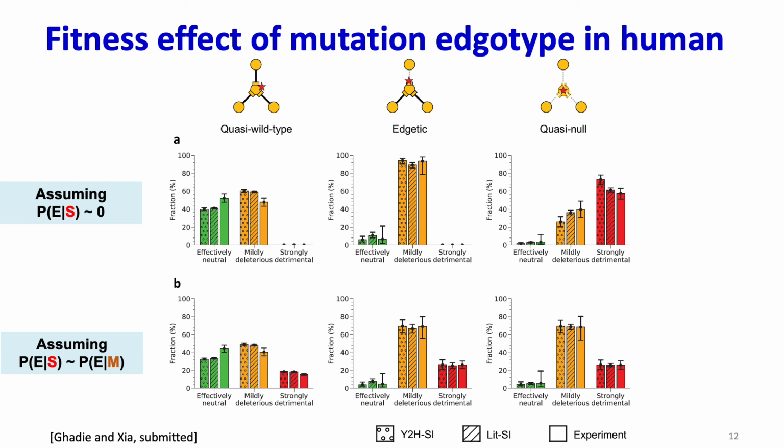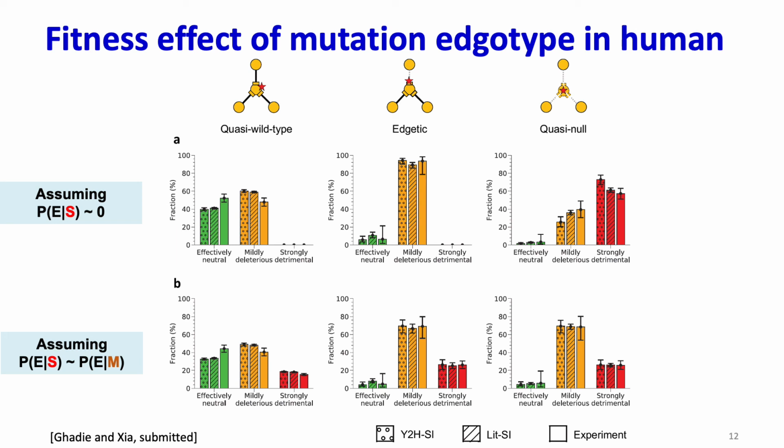The top panel here corresponds to setting P of E given S to the lower bound of 0, whereas the bottom panel here corresponds to setting P of E given S to the upper bound of P of E given M. Like I said before, the reality is somewhere in between the two panels, but we believe that it should be closer to the top panel than to the bottom panel. As you can see, there is broad agreement between calculations from different structural interactomes.